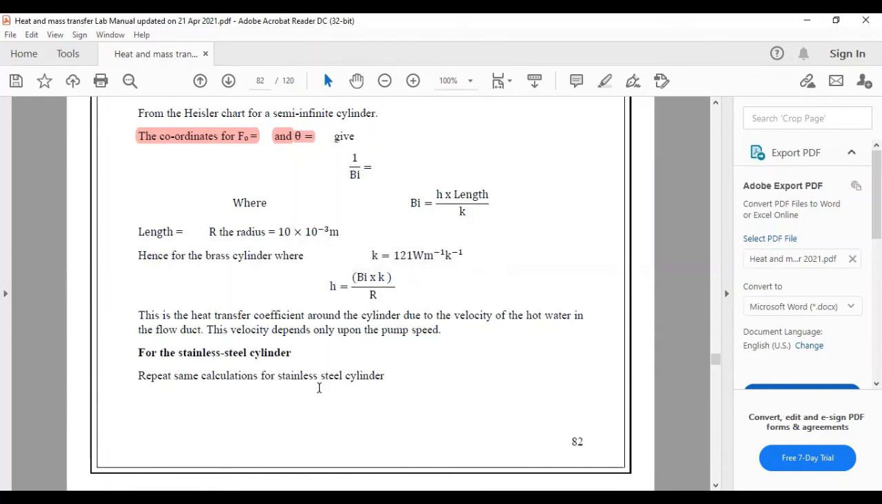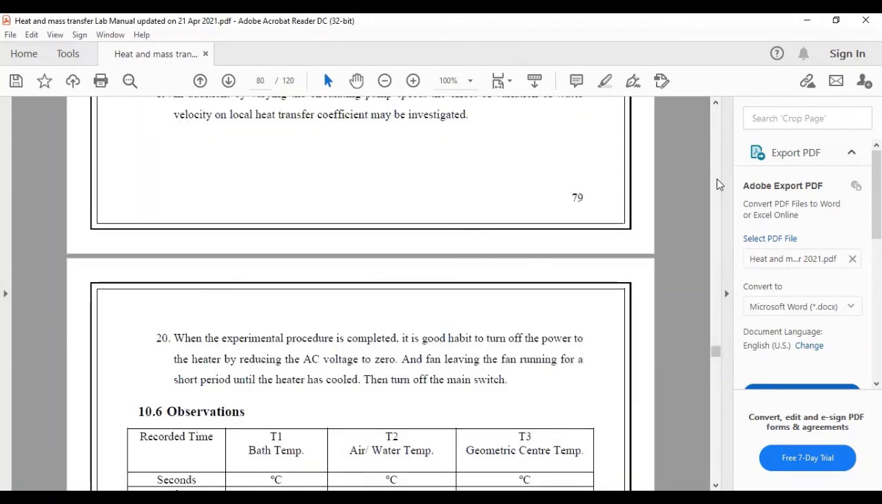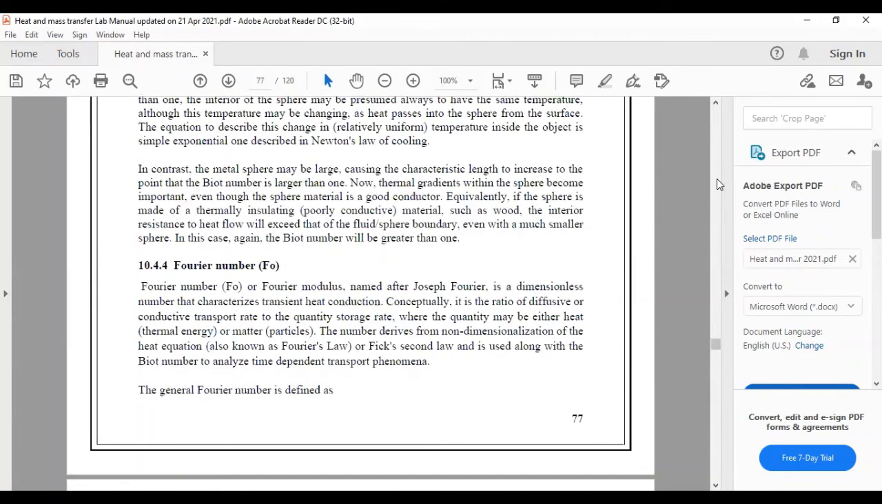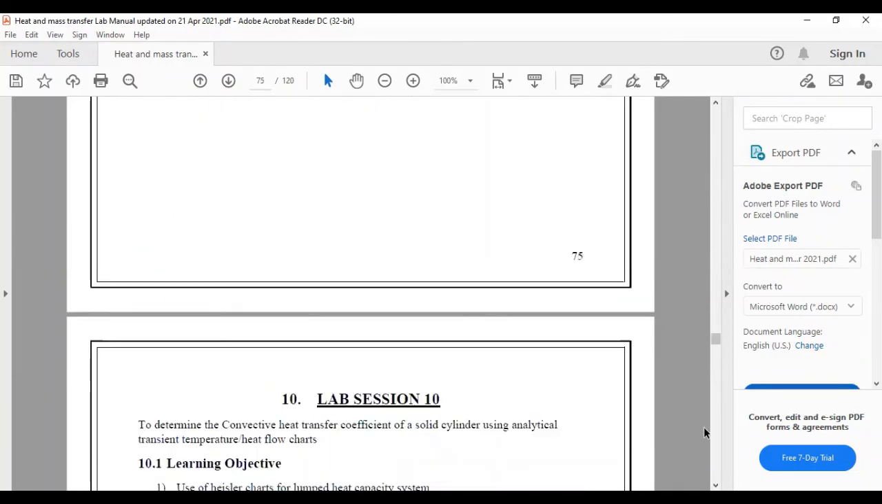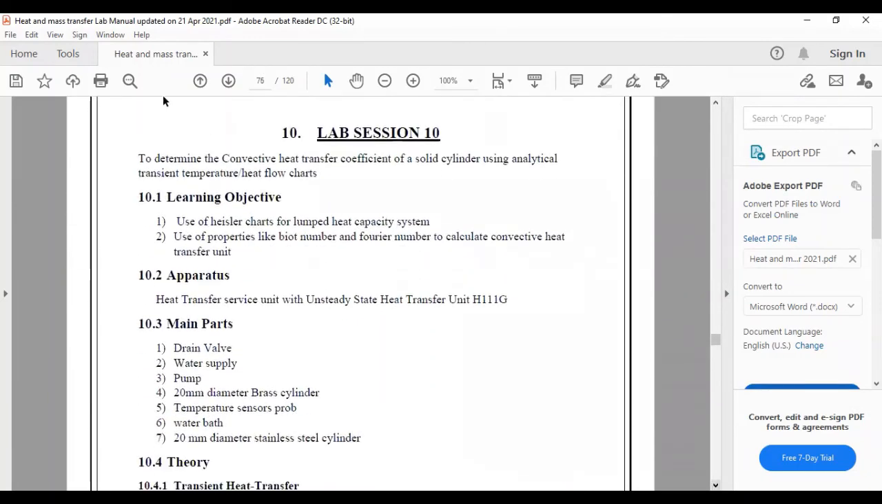Now we will use the same procedure for the calculation for the stainless steel cylinder. Our experiment was to calculate the convective heat transfer coefficient using the Biot number, Fourier number and all of these parameters. That was our purpose, to determine the convective heat transfer coefficient of a solid cylinder using analytical transient heat flow charts. So we have computed the Fourier number and Biot number, used the Heisler charts, and calculated the values of the convective heat transfer coefficient.